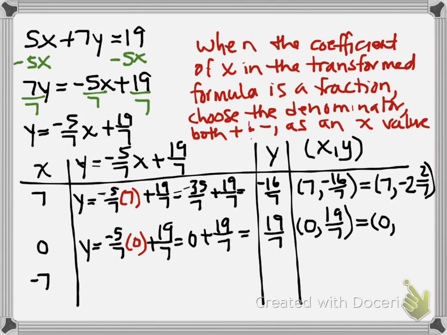Alex, I don't see you writing anything. 7 goes into 19 twice, which is 14 with 5 left over. So 0 and 2 and 5/7 is what I'd be graphing as my ordered pairs.